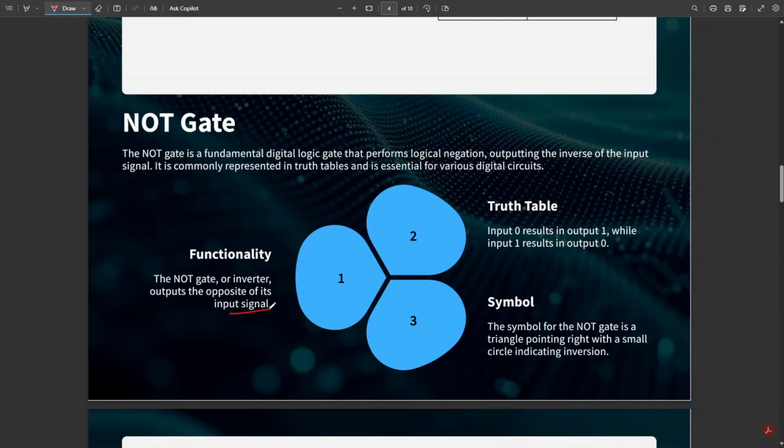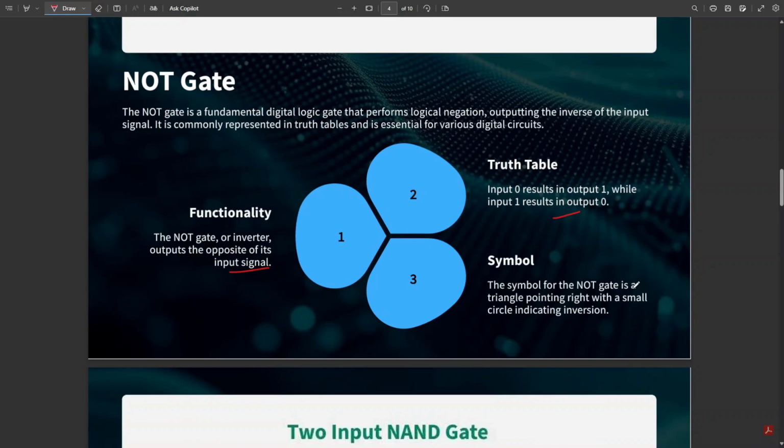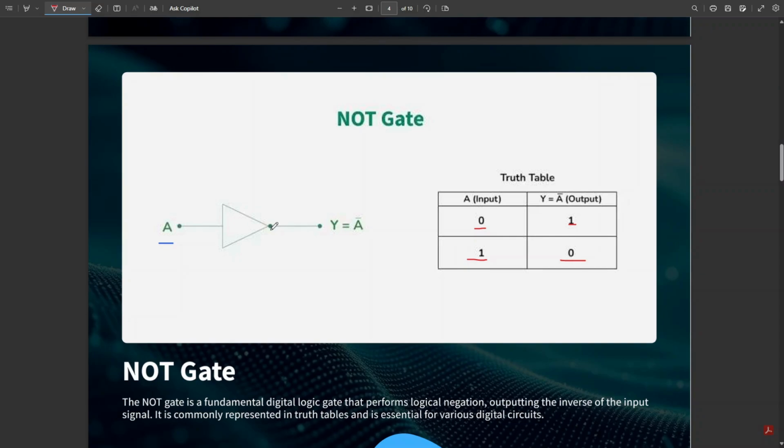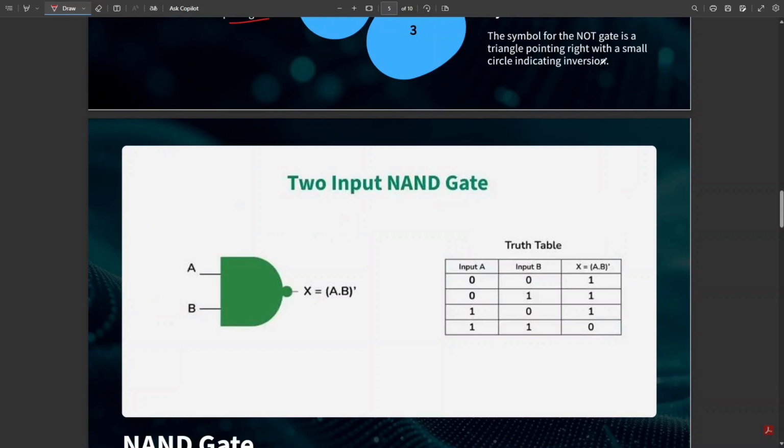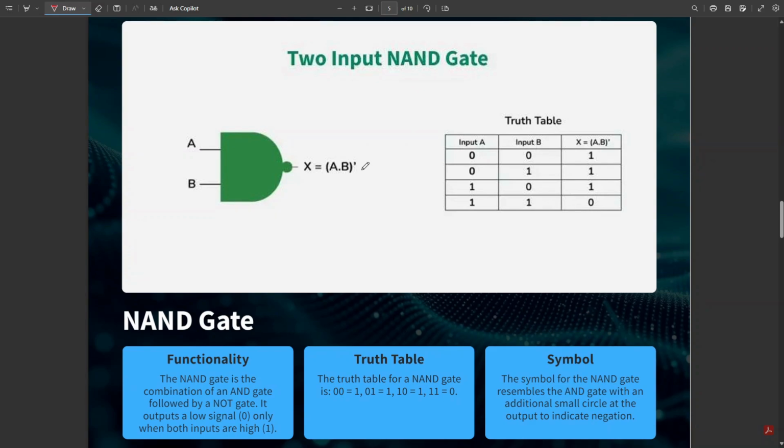The symbol for the NOT gate is a triangle. We can see that it's a triangle with a small circle at the right side. So yeah, that's our NOT gate. The circle actually indicates the inversion. Then we have the NAND gate. NAND is basically an AND gate with a NOT gate right after it. So this looks exactly like the AND gate, right?